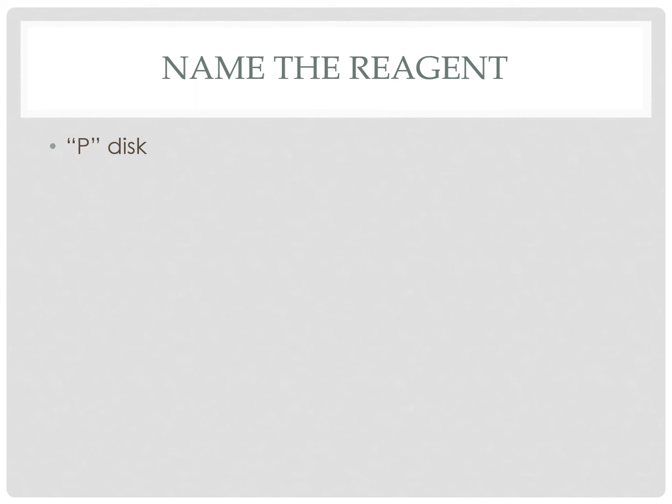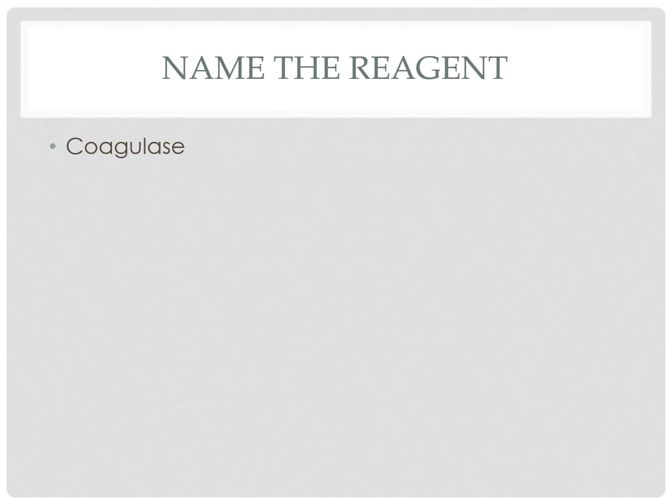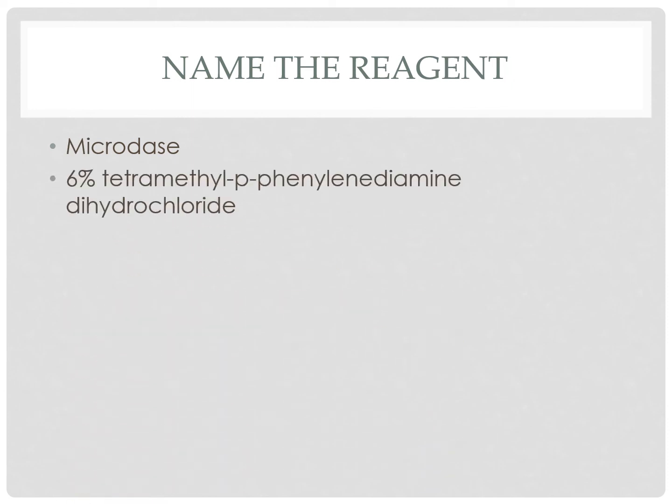The P disc is a disc that is used to determine if we have a Streptococcus pneumoniae. This is also known as the optochin disc, or ethyl hydrocupreine hydrochloride. Coagulase, the name of the reagent is rabbit plasma. Microdase, the name of the reagent is 6% tetramethyl p-phenylenediamine dihydrochloride.